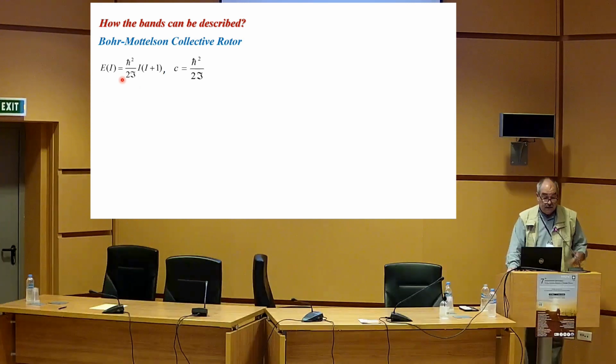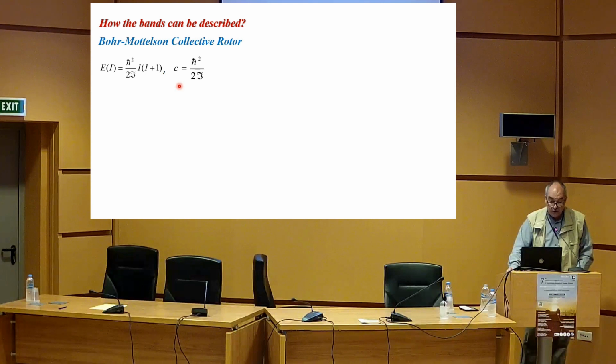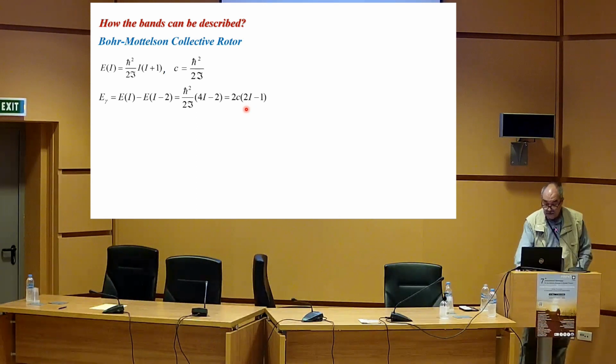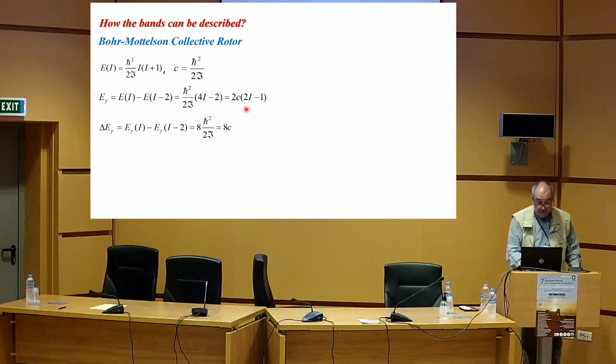This is the well-known I(I+1) rule, with the inverse proportionality of the moment of inertia. We denote this parameter as C, the inertial parameter. Now, the difference between two levels gives a gamma-ray energy, which is linear in the spin and also depends on the moment of inertia. The difference between 2 consecutive gamma rays is 8C, so it's no longer depending on the spin, but only on the moment of inertia.